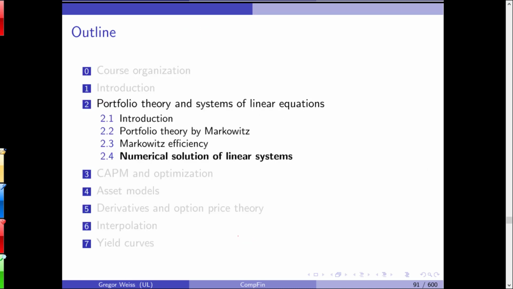Okay, so this is the basis of portfolio theory. We'll see this later on, and we'll extend the model to the capital asset pricing model.